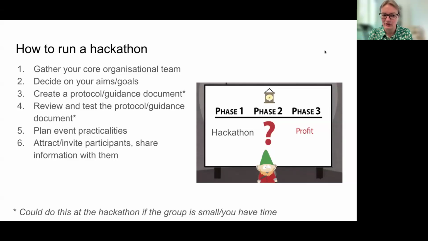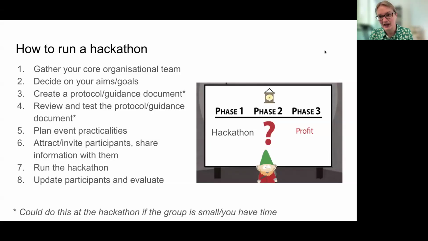And then I'm going to talk about attracting. So then you probably want to attract and invite your participants and share information with them. And then you're going to need to actually run the hackathon. And then finally, I think some really important things is that you need to update participants about what actually was achieved and how things went, and also think about evaluating as an organizational team what went well and what could be done differently in future.